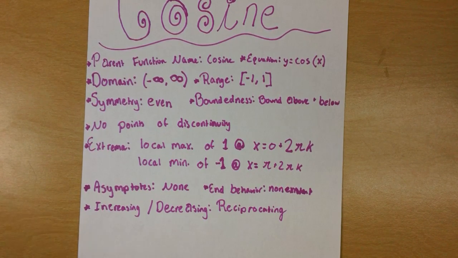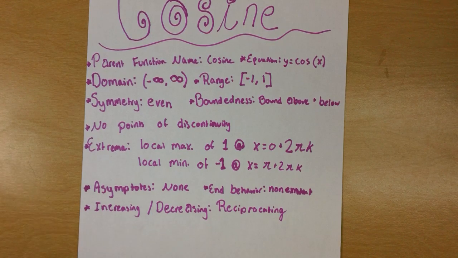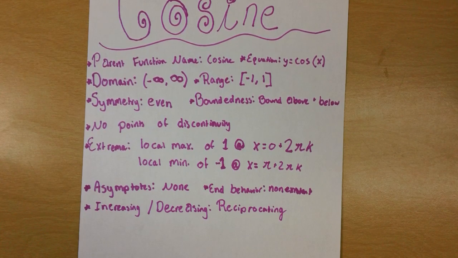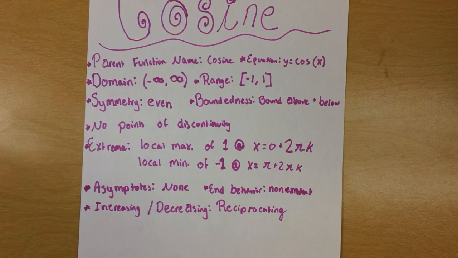The cosine function is bounded above and below. There's a local maximum of 1 at x equals 0 plus 2 pi k. There's a local minimum of negative 1 at x equals pi plus 2 pi k. Once again, k is an element of all integers. There are no asymptotes and no discontinuities. The end behavior doesn't exist, and the function oscillates between increasing and decreasing as well.